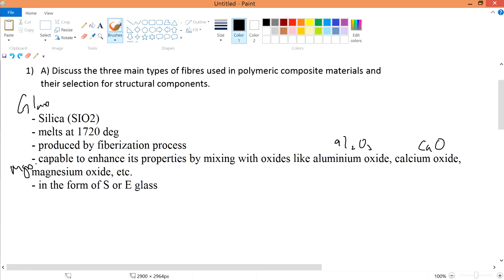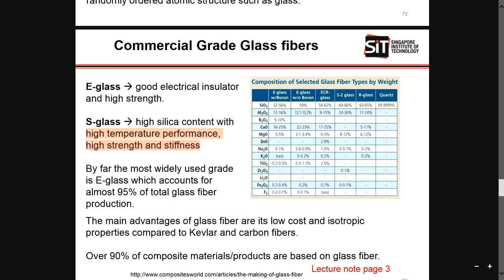Then the glass fibers can be in the form of S glass or E glass. S glass is for temperature, strength and stiffness, so you mix in, most probably, the magnesium. If it's E glass, you can mix with aluminum oxide for electrical insulator properties.